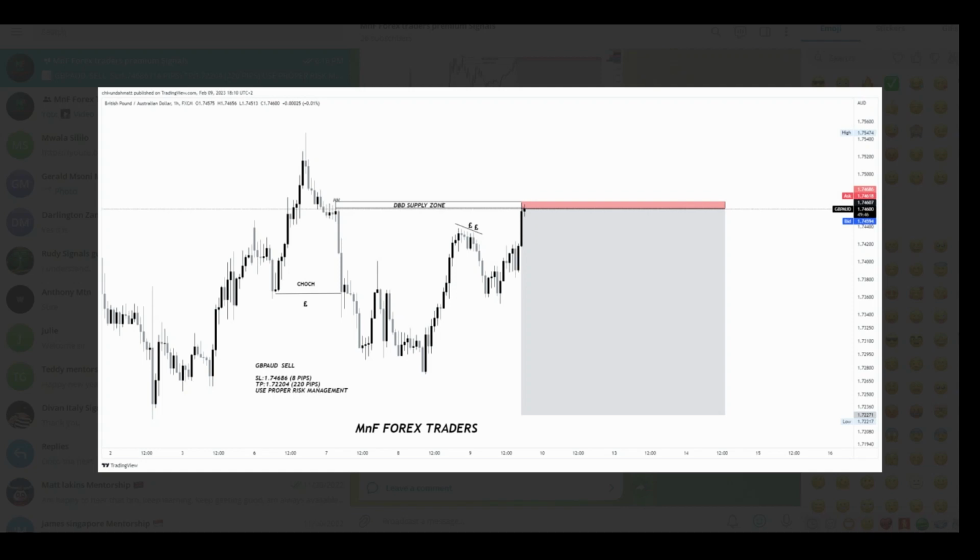We are here with a live trade on GBP AUD at 8 pips stop loss and 220 pips target.